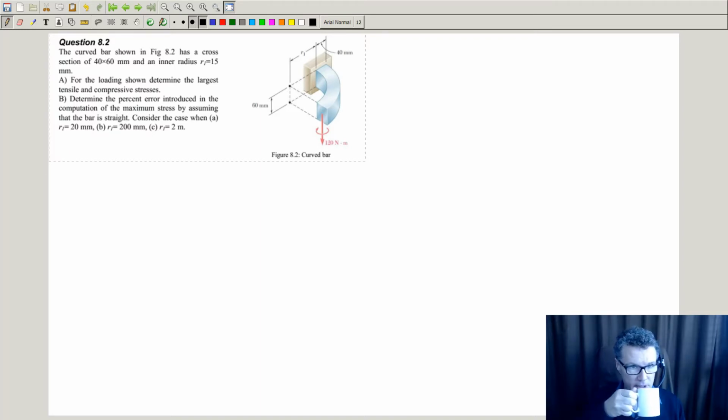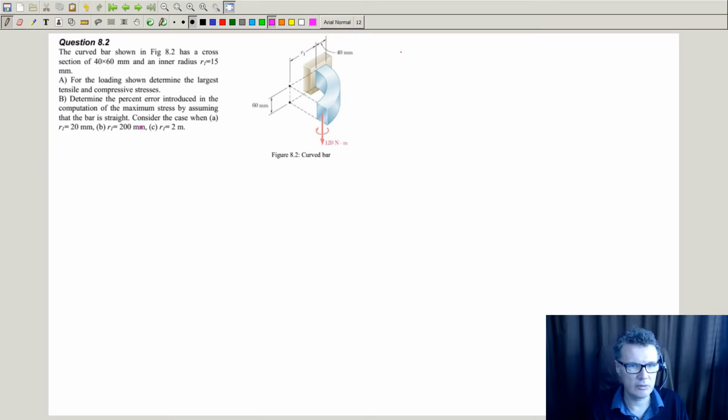Okay, let's cover tea. 8.2 is a bit tedious looking ahead, so I'm going to split it up into 3 parts. So you've got part A, part B, determine the percentage error introduced in the computation by assuming that the bar is straight.